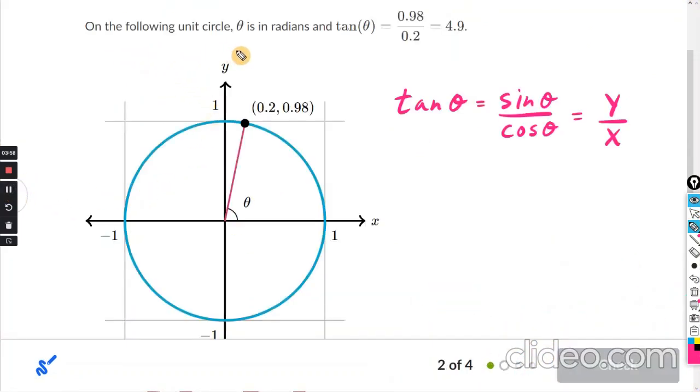On the following unit circle, theta is in radians, and the tan of theta is 0.98 divided by 0.2. You want to remember for this problem that the tan of theta equals sine of theta divided by cosine of theta. But the sine is the y-coordinate and the cosine is the x-coordinate on the unit circle.